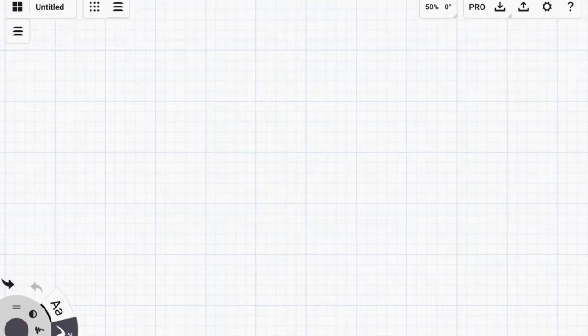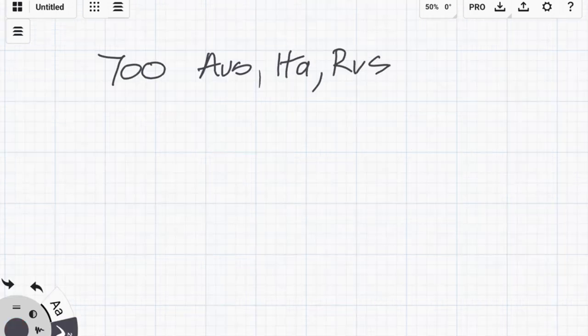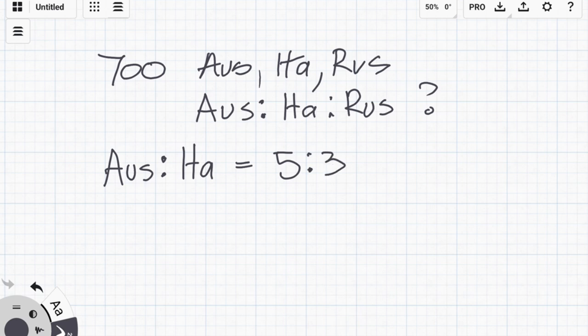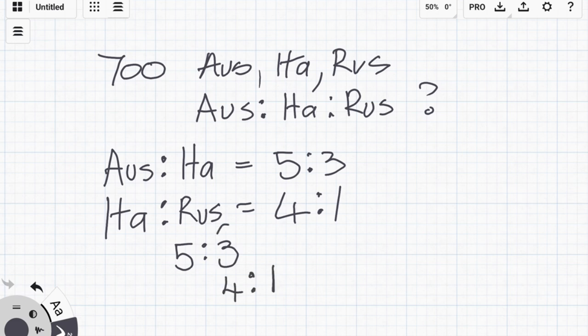Combining ratios. Imagine a tourist group of 700: Australians, Italians and Russians. We know the ratio of Australians to Italians is 5 to 3. Italians to Russians is 4 to 1. How many people from each nation, as 700 is the total group? We need a ratio of Australians to Italians to Russians. Italians are the tying group, so we need to find a pair of equivalent ratios, much like you might for a fraction and its common denominator.